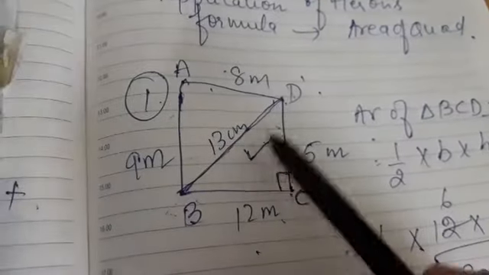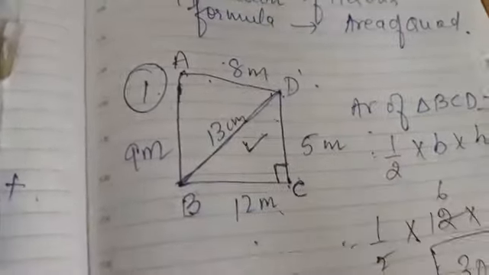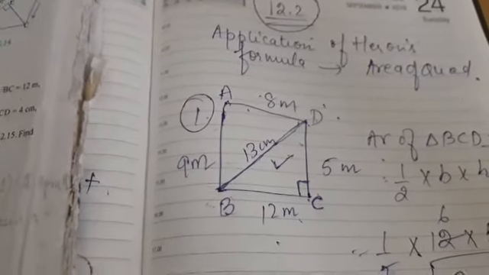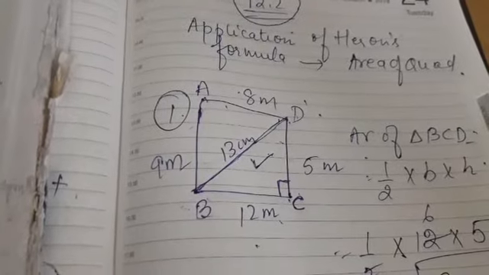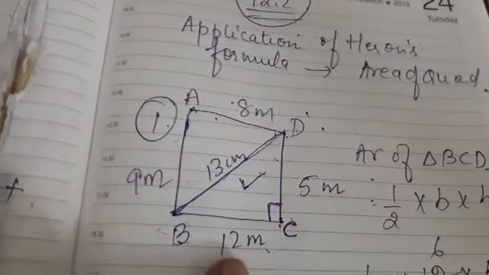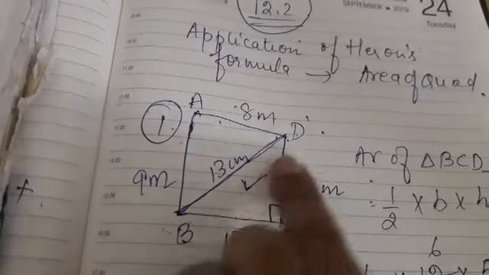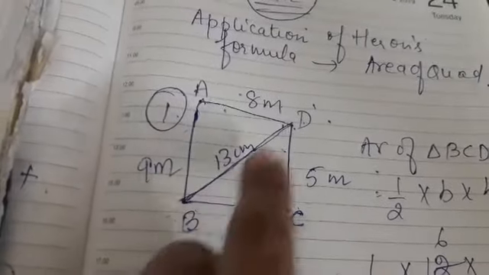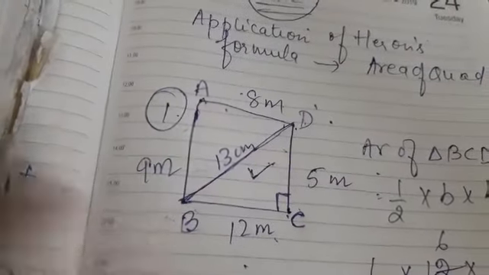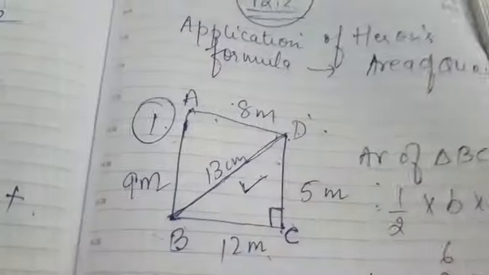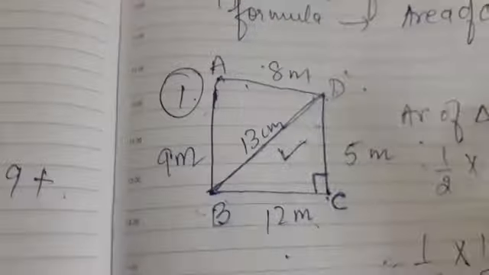Okay, now this is 13, this is 8, this is 9. We'll use Heron's formula. I hope it is clear what I explained now: for BCD we use the half into base into height formula, because it's a right angle triangle, clearly we can apply it. Then using the Pythagoras theorem, we find the length of BD, which we get as 13. With these 13, 8 and 9, we are going to find the area by Heron's formula, and then we are going to total it up, and that will be the total area of the quadrilateral. Okay, so we continue now.